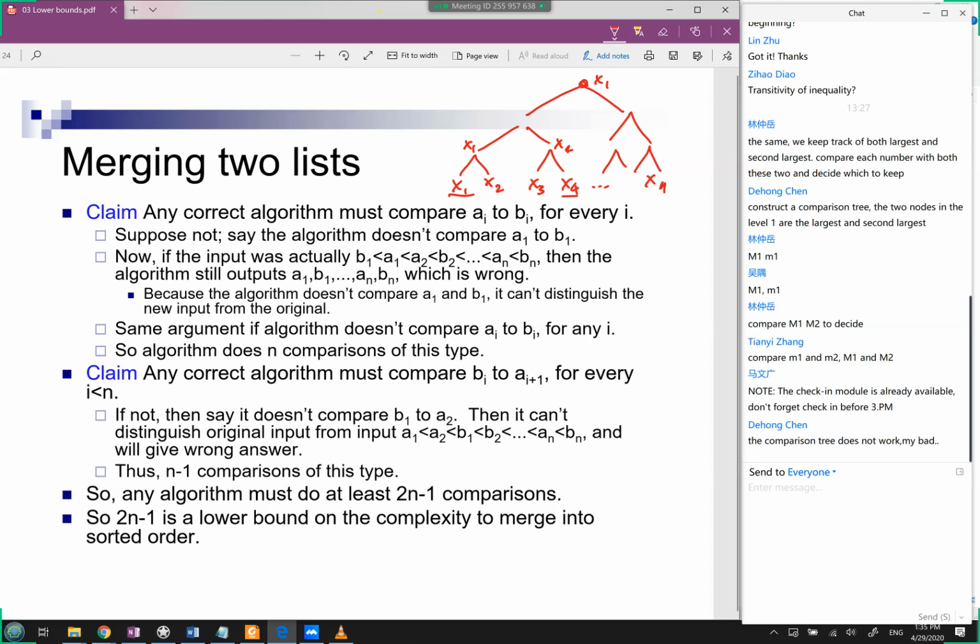Now the thing is that you also need to find the second max. What you can show is that the second max is going to be one of the values that competed against x1, but lost to x1. So for example, the second max might have been x2. If x2 was actually the second max, then as soon as it got compared to x1, it lost, and so we stopped processing x2. But it's possible that x2 is the second max. Likewise, it's possible that x4 is the second max.